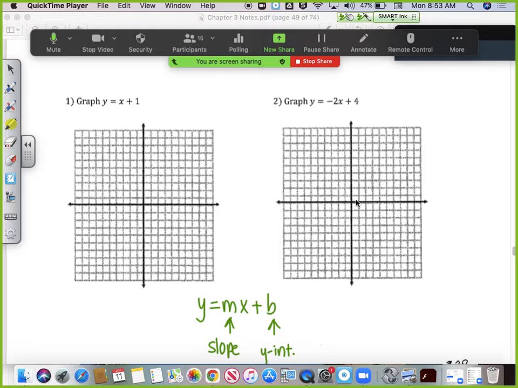I'm going to give you a few minutes to try these on your own. I really want you to try these on your own, not just wait for me to do it, so that you can practice this and then check your answers with me when I go over them. So I'll give you a few minutes and then we'll go over them.